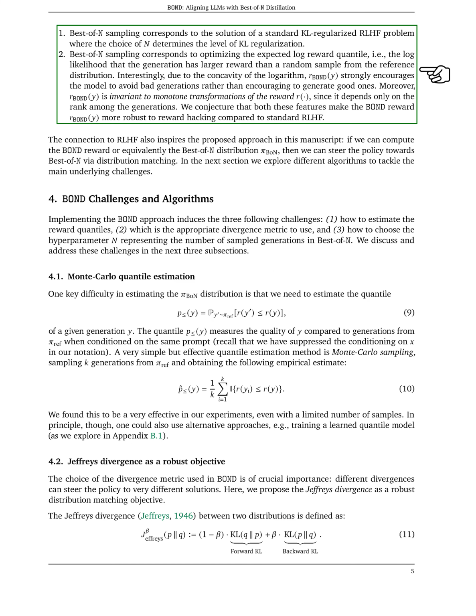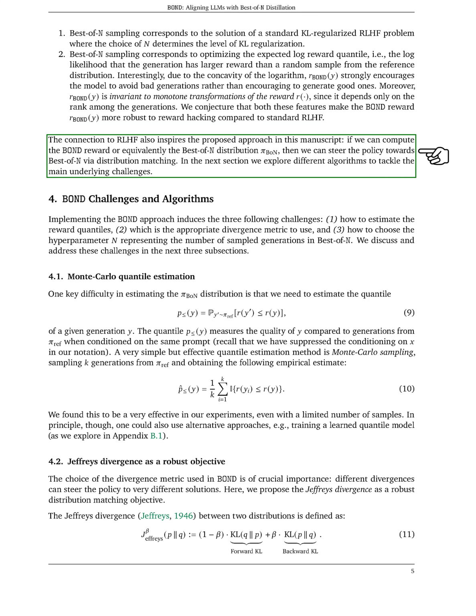Additionally, it optimizes the expected log reward quantile, which reflects the likelihood that a generation has a higher reward than a random sample from the reference distribution. Due to the nature of logarithmic functions, this approach encourages the model to avoid poor generations rather than simply promoting the generation of good ones. Furthermore, this method is robust to changes in the reward structure since it relies solely on the ranking of generations. We believe that these characteristics make the Bond reward more resilient to reward hacking compared to standard RLHF.